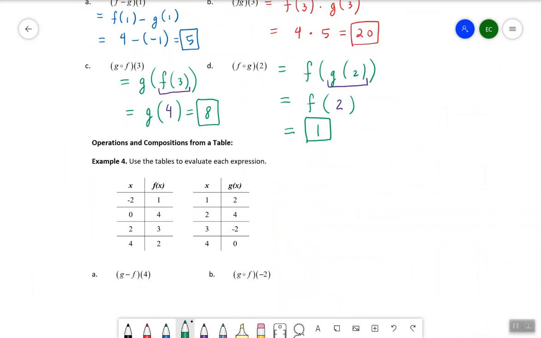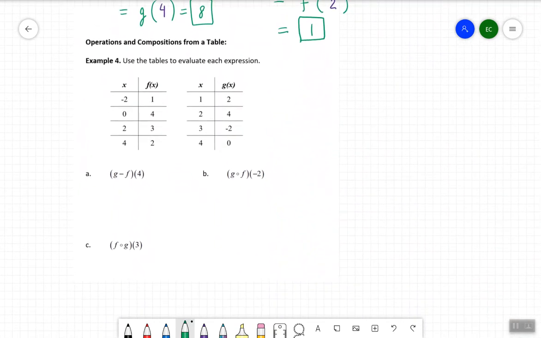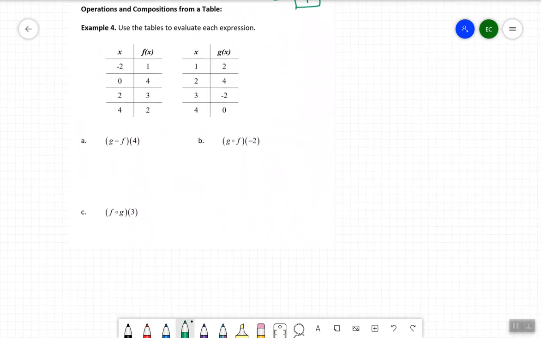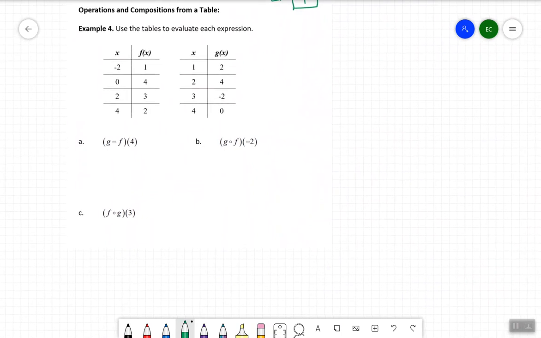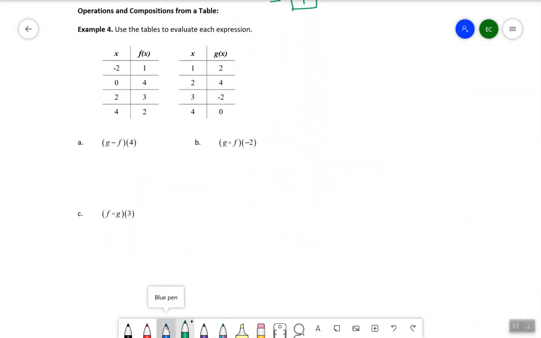Let's go on and let's do something very similar. This time let's look at tables to get our function values. So here in part A, we have g minus f of 4. So that would be g of 4 minus f of 4. Again, be very careful that you're looking at the right table, just like you needed to make sure you were looking at the right graph up above.